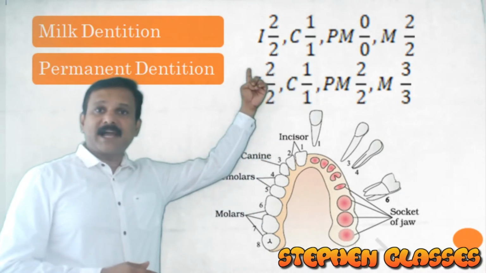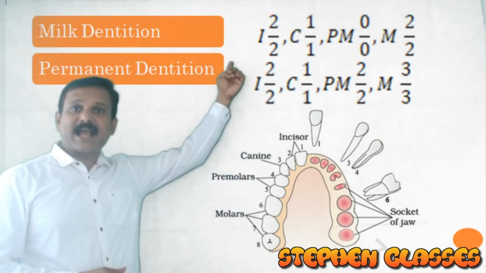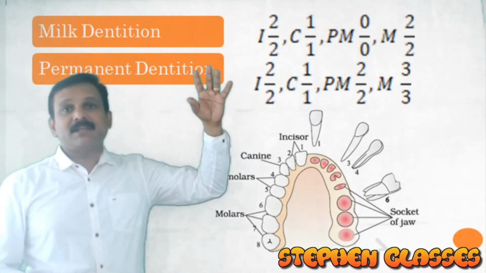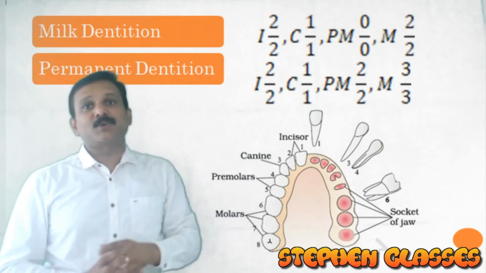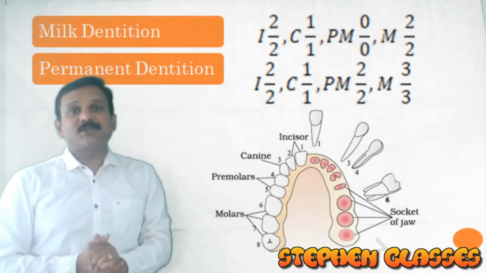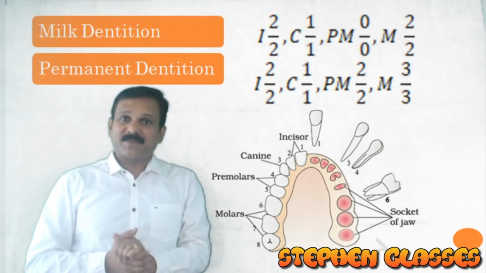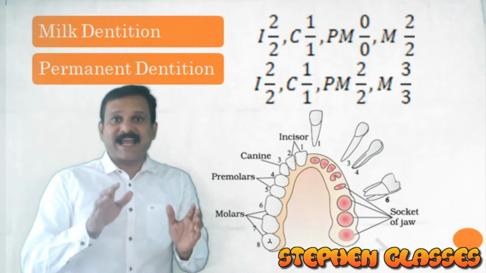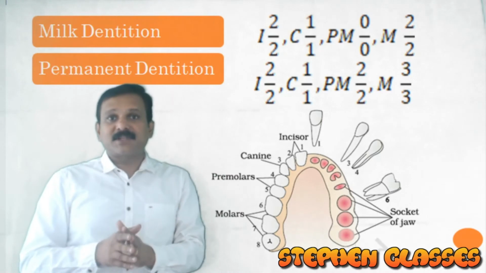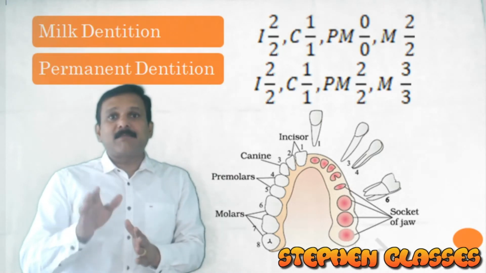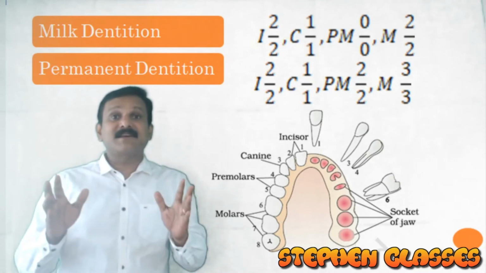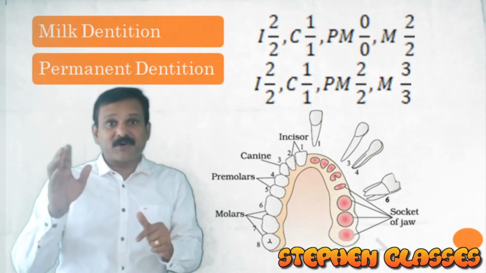Here, the dental formula is represented, that of milk dentition and that of permanent dentition. In the case of milk dentition, it is 2102 by 2102, and in the case of permanent dentition, it is 2123 by 2123. That is the arrangement of incisors, canines, premolars and molars. So here, can I ask one question? What is the total number of incisors in permanent dentition? Is it 2, is it 4 or is it 8?